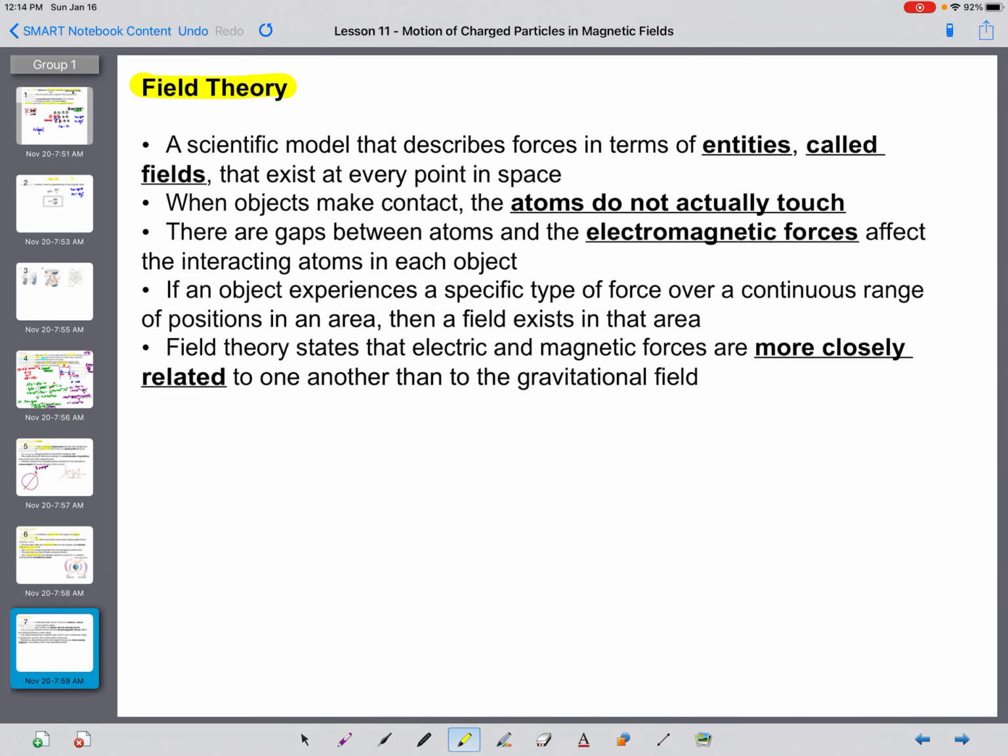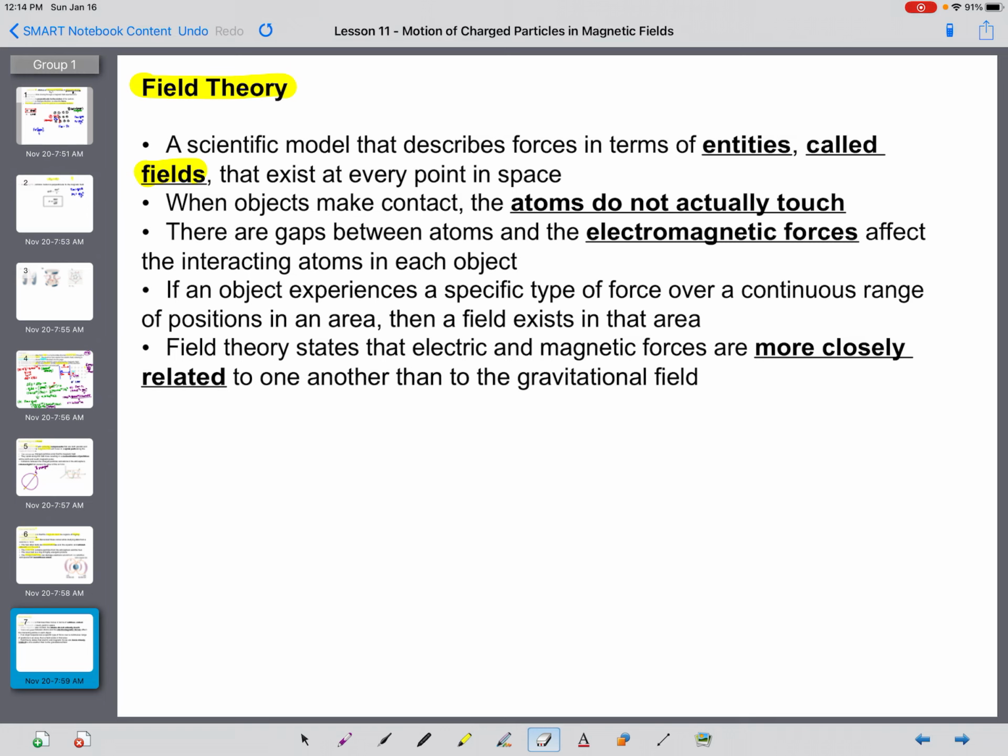Last one is this thing called the field theory. It's a scientific model that describes forces in terms of fields. Okay, this unit is talking about fields. Fields are not anything we can see, and not anything that we can really measure directly. It's always due to the behavior of things when they experience the field.